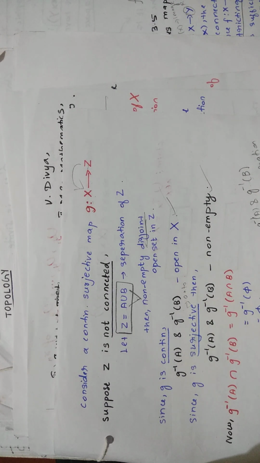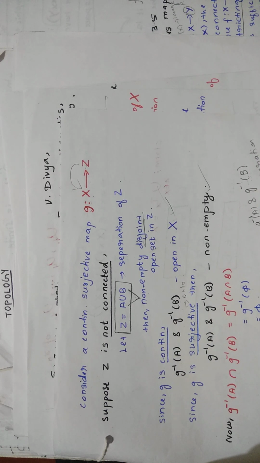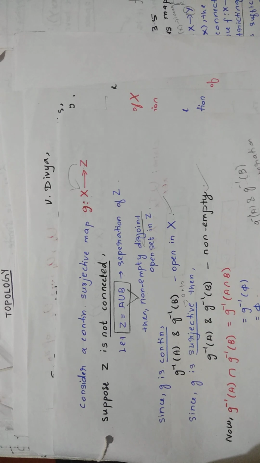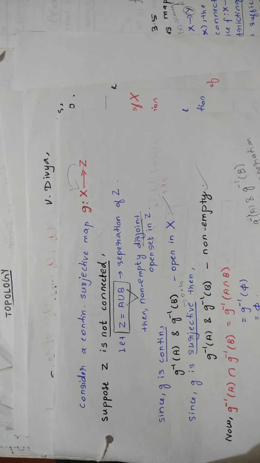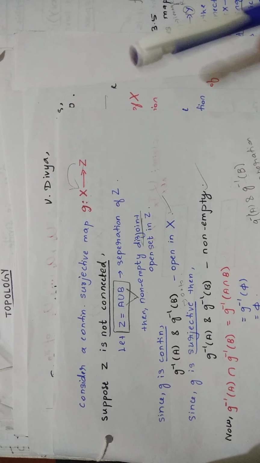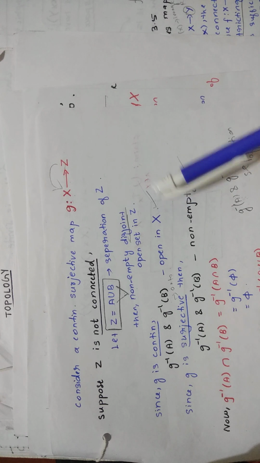Now you have another map, that is g from X to Z, right? We know how we got this map. How did we get this map? You have restricted the range set of the mapping f. So here you have a new mapping, that is g from X to Z.